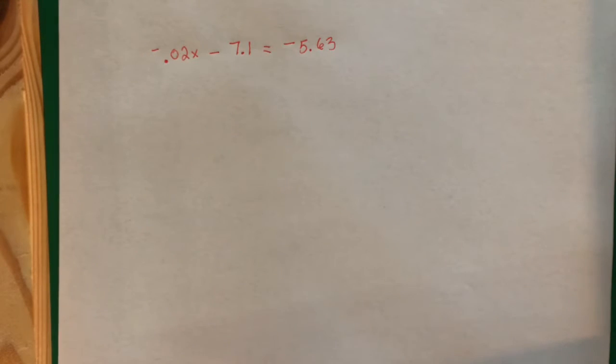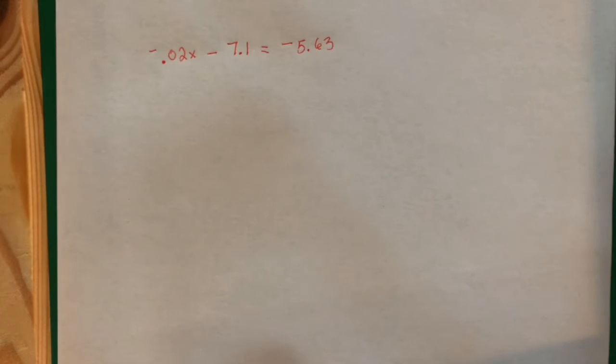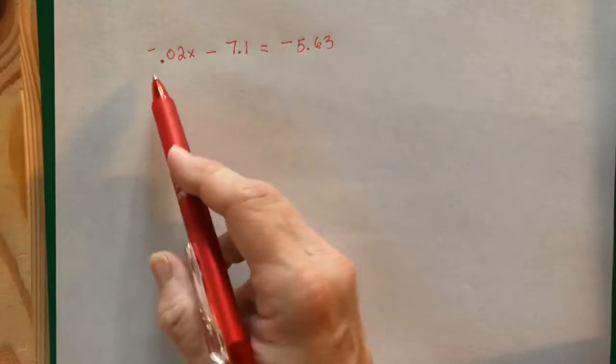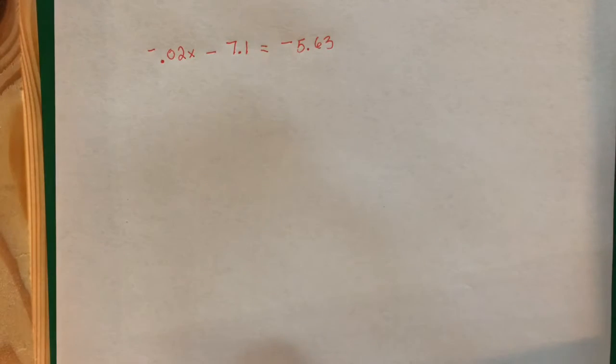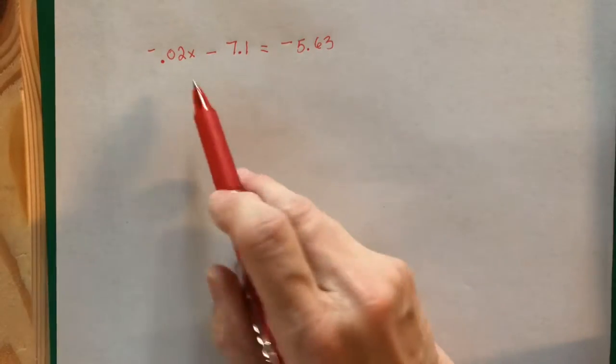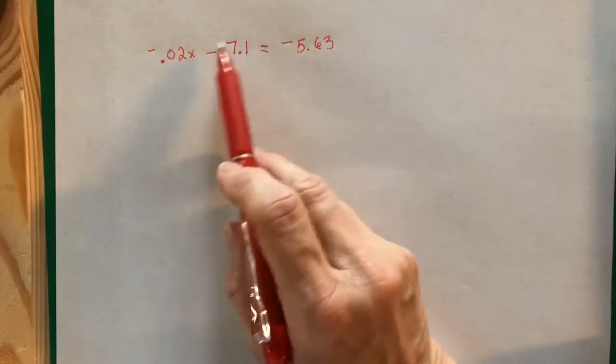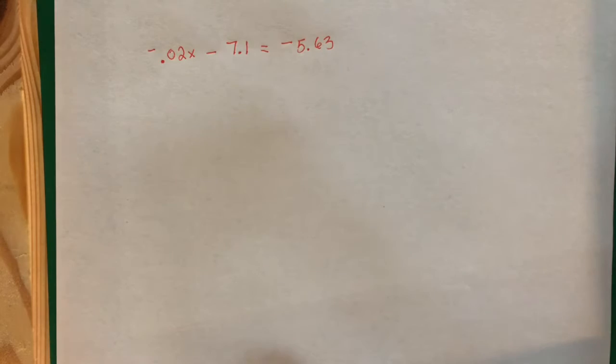Let's try an algebra problem that involves positive and negative decimals. It's really no different from an algebra problem that has whole numbers. The first thing I want to do is get my x term by itself. In order to do that, it's not by itself because it's being subtracted by 7.1.